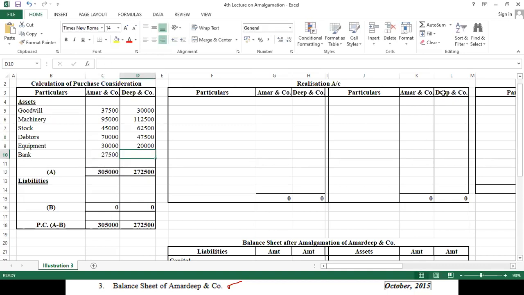27,500 plus 22,500. So we got a total of asset side, which is denoted by A, 3,05,000 for Amar and Company and 2,95,000 for Deep and Company.